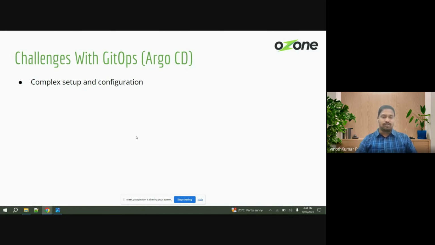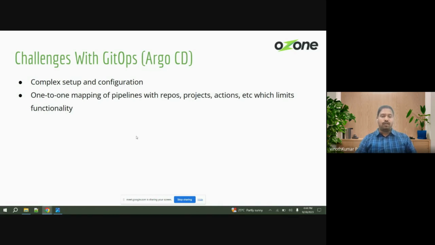And configurations also, it's difficult. And the mapping of one-to-one pipelines with the repos and clusters, so that limits the functionality. I'll add some more points for this one with the UI demo part. And then there is limited support for non-Kubernetes resources. That is a known one, but when it comes to any on-premises clusters, it doesn't provide the support.